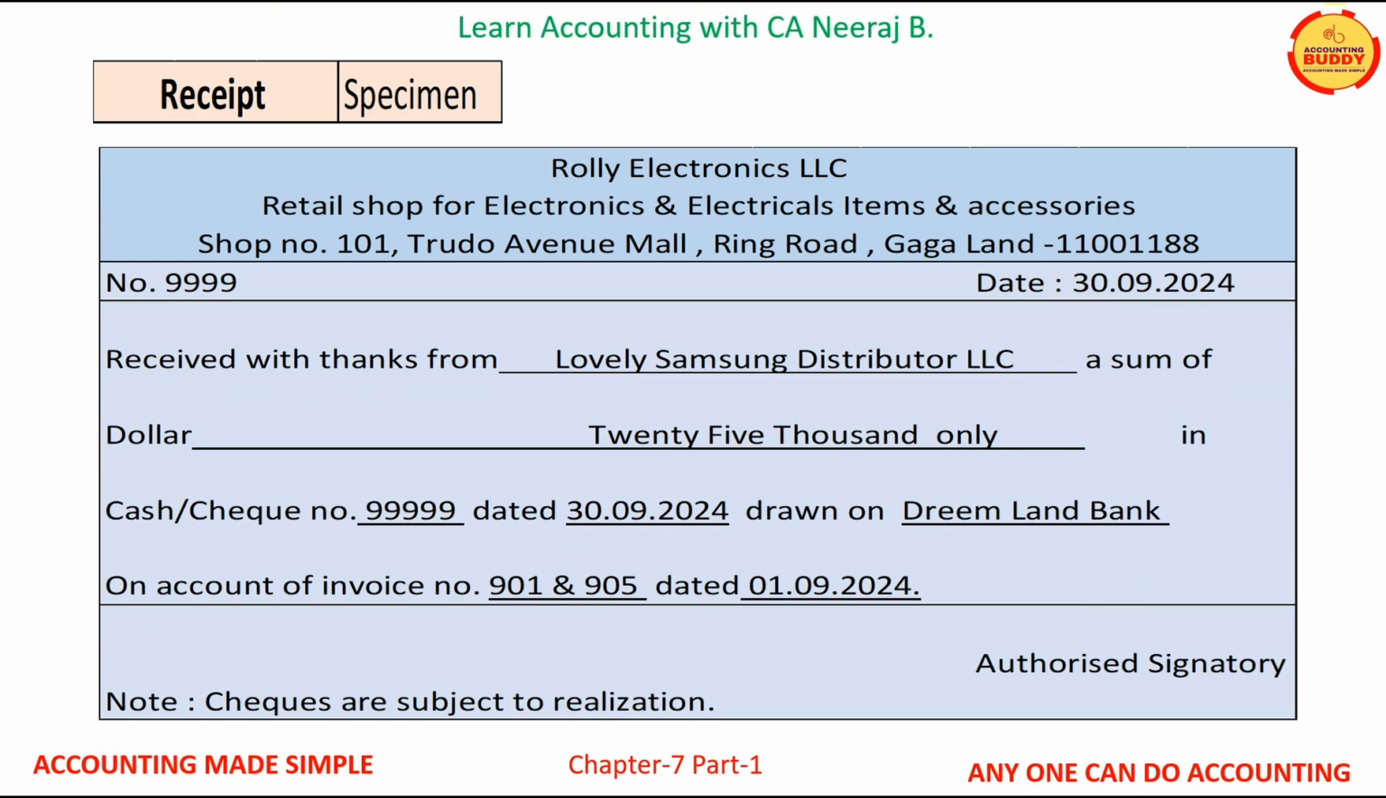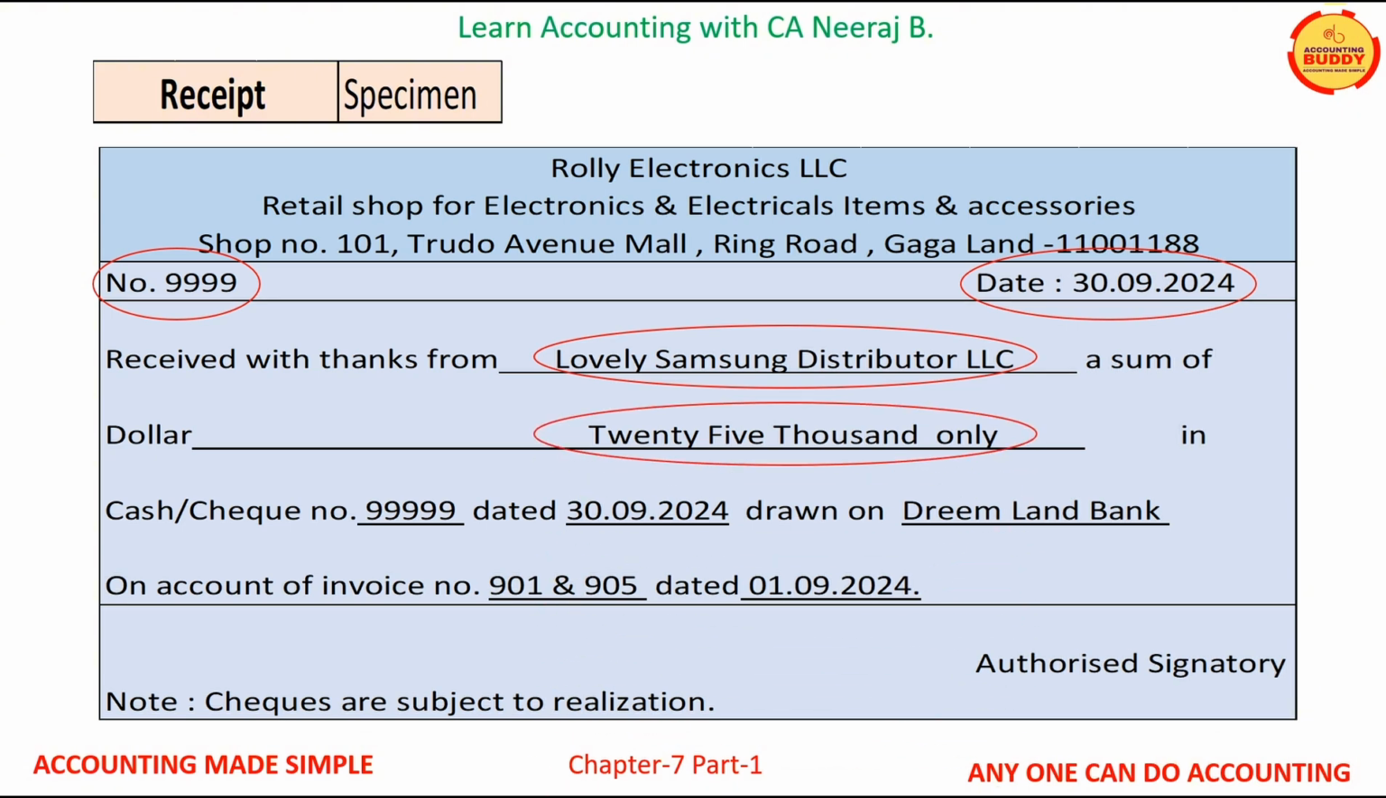A receipt will have the trade name and the official business address of the legal entity issuing the receipt. Receipts are serially number controlled and the date of issue is always mentioned on the receipt. Name of the person or the legal entity from whom the money is received together with the amount received is mentioned in words. Further, the mode of payment, whether the amount is paid in cash or through the check, is also mentioned. For instance, in our specimen, the customer Lovely Samsung Distributors LLC has paid $25,000 by check.